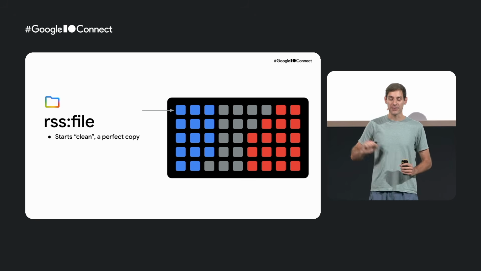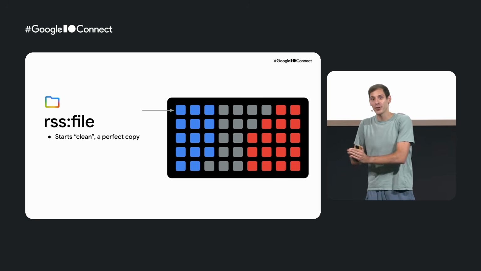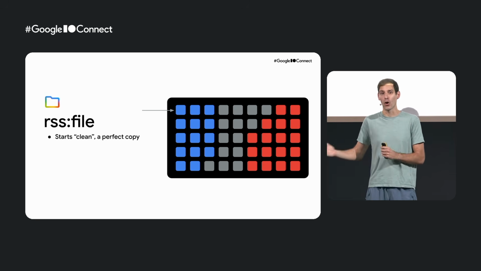First of all, RSS file. RSS file is for file-backed pages. So file-backed pages means pages that have a clone on the file system on disk.